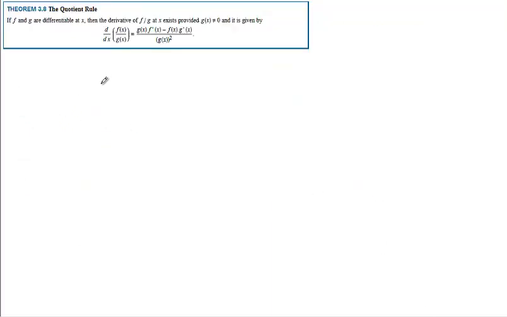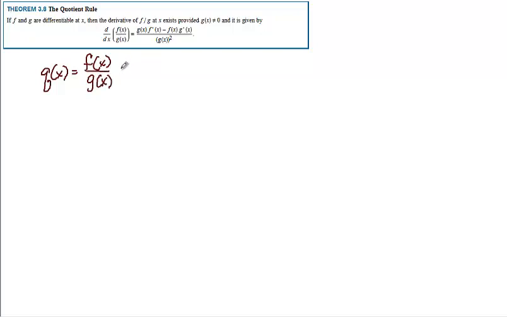Alright, the proof of the quotient rule, so we can use the quotient rule. Look at the big old mess that thing is, so we can figure out what it is and then how to use it. Let's just say I have some quotient. We'll call it q of x equals f of x over g of x.